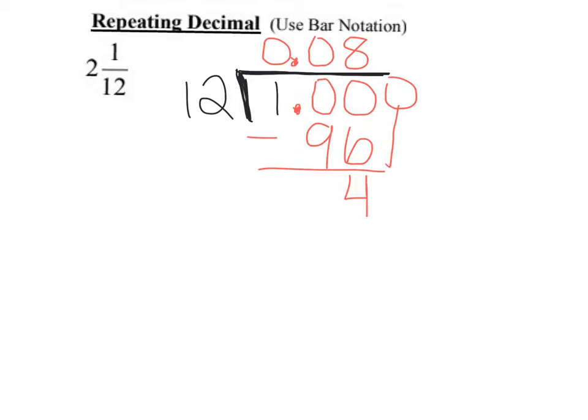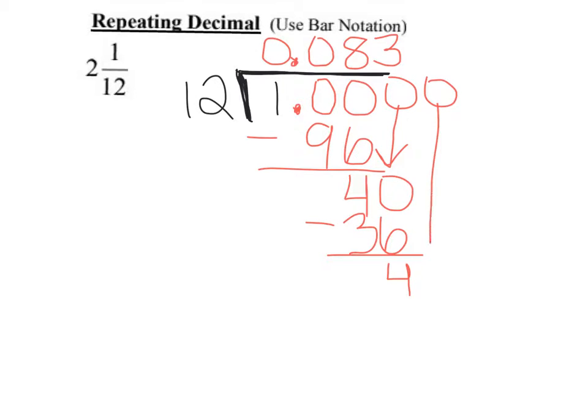Now we need another 0. How many times can 12 go into 40? You should have said 3. 3 times 12 is 36. Subtract. We have a 4. Bring down another 0. How many times does 12 go into 40? Should say 3. 3 times 12 is 36. Subtract. We get 4. Bring down another 0.